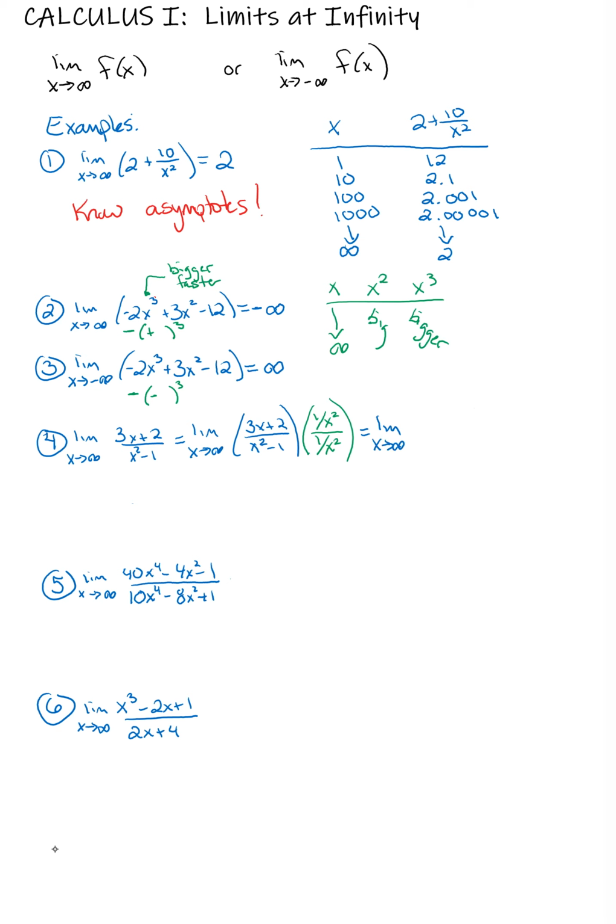And now I'm going to simply distribute out that 1 over x squared. So we end up with 3x over x squared plus 2 over x squared, over x squared over x squared minus 1 over x squared. Let's go ahead and simplify that. Notice again, I still have to write that limit notation. I have not evaluated the limit, so that limit notation is still there. If we reduce, we end up with 3 over x plus 2 over x squared. In the denominator, we have 1 minus 1 over x squared.